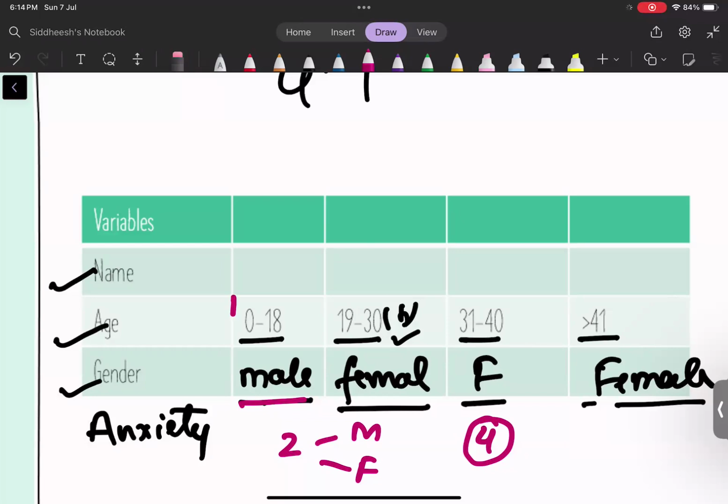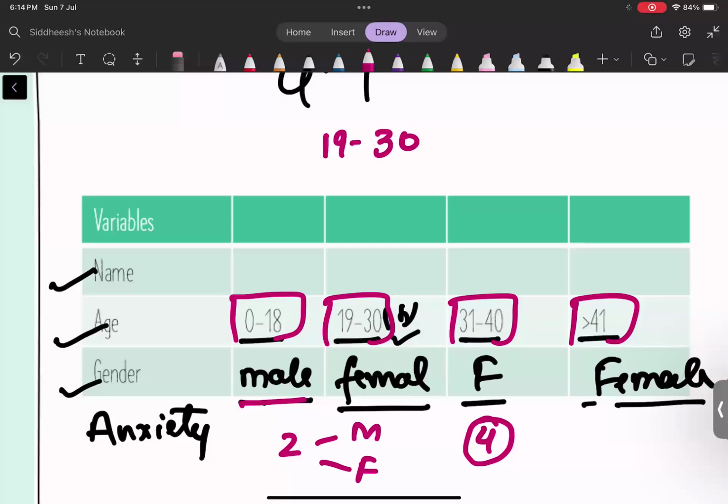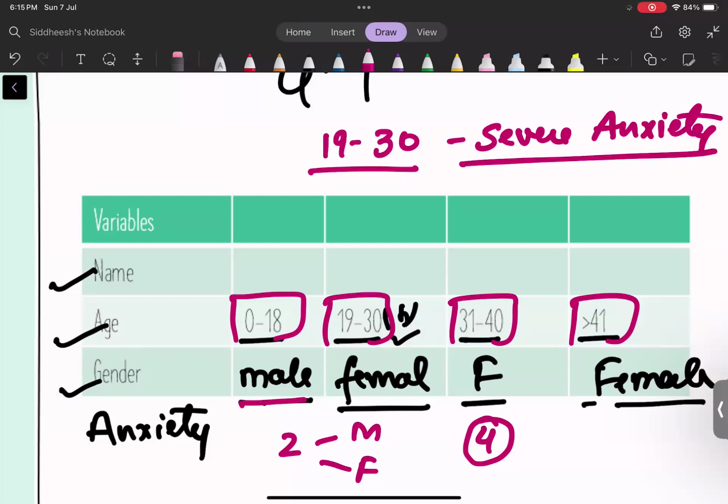Now, what is the problem with this age category? You are putting them in categories now, not in a continuous variable, correct? So suppose you found out in your study that people with an age range between 19 and 30 are having severe anxiety. Now, if I ask you to tell me how many of the patients of age 20 are having severe anxiety.